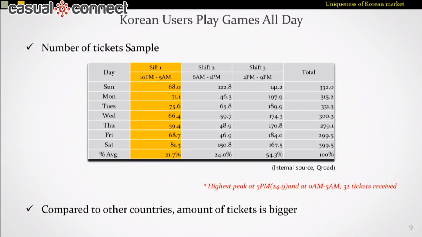The other sample is from my company. That's actually our customer support team from one game. So we have 3 shifts. We are doing the customer support 24 hours. If you take a look at the chart, from 10 p.m. to 5 a.m., we got over 20% of total inquiries, which means that they just send us their claim after midnight. Even after midnight to 5 a.m., we got 32 tickets in average.